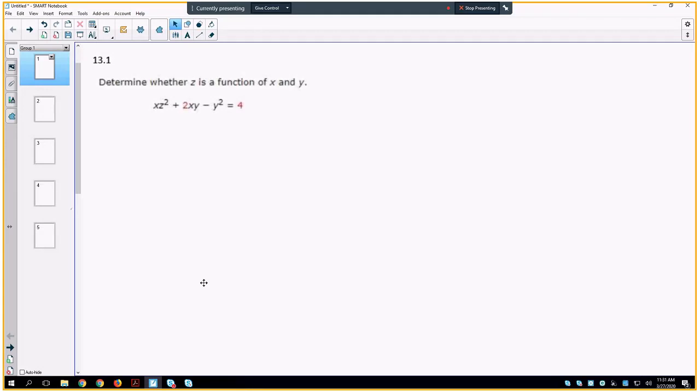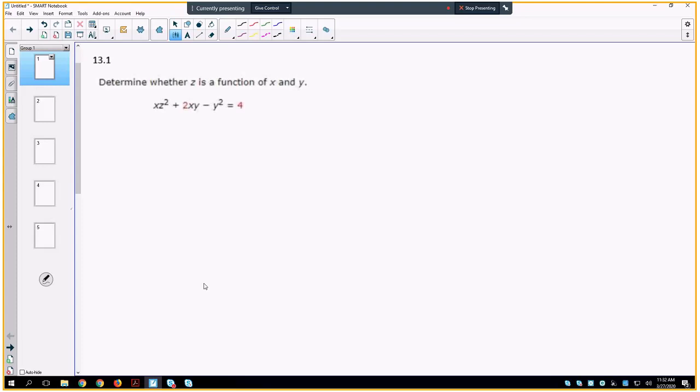The purpose of this video will be to talk about determining whether something is a function. So in particular, we want to solve the question here, whether z is a function of x and y when the equation we're presented with is xz squared plus 2xy minus y squared equal to 4. So we're wanting to determine if z is a function of x and y. That means we want z by itself.